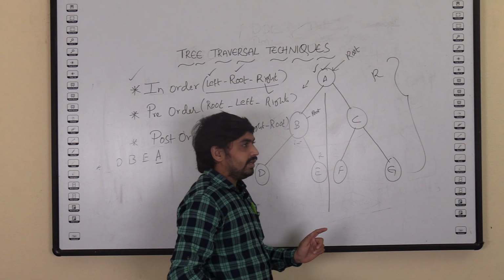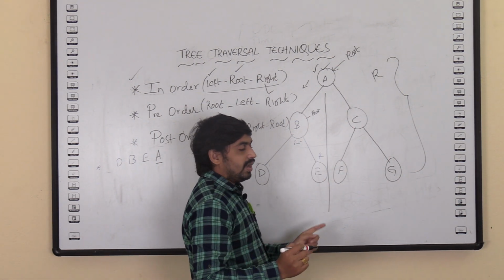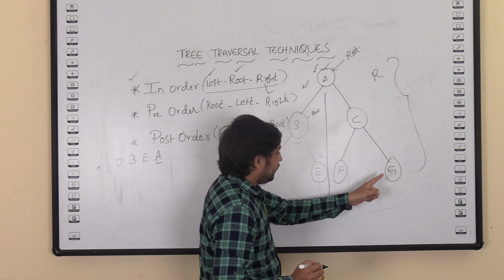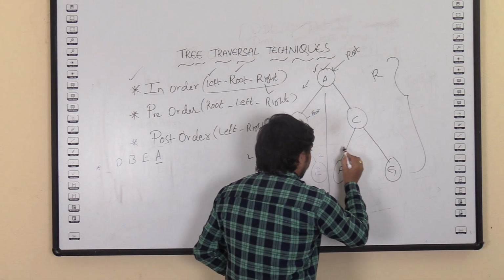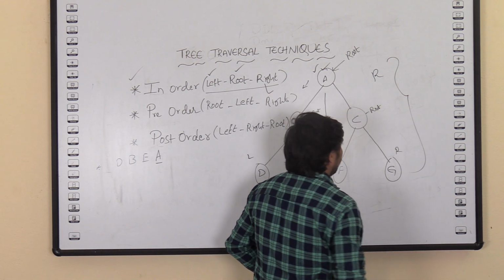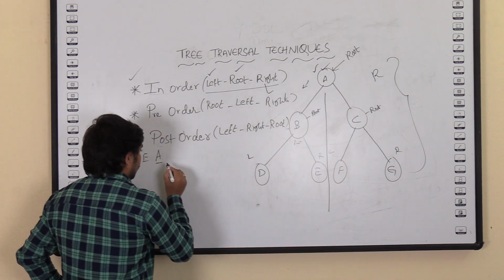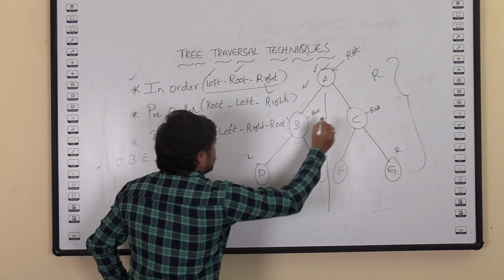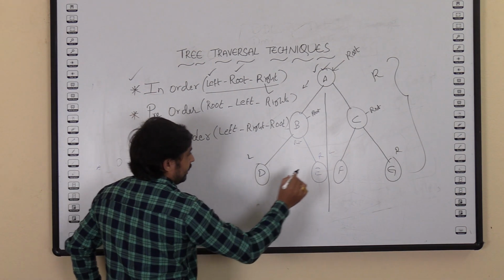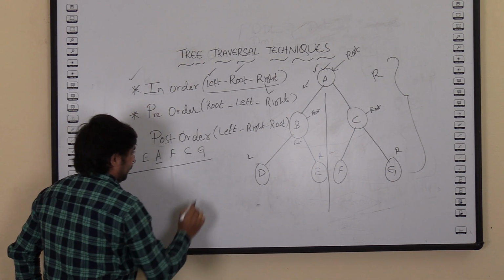In this condition, I will check the other root node from the right side. Why? Because C has two children, left and right. C is the other root element. In this condition, we represent first element F. Next, I will choose C, next G. This is the in-order traversal technique.